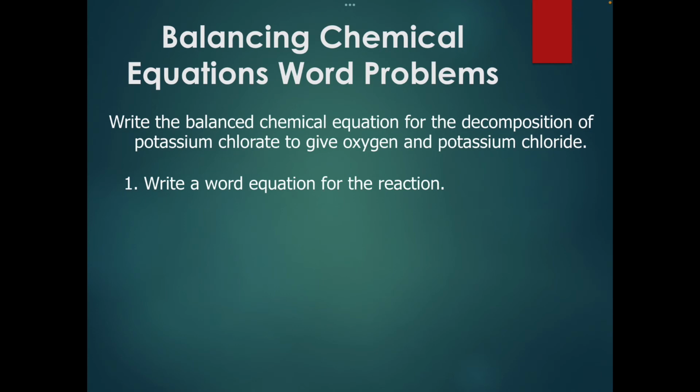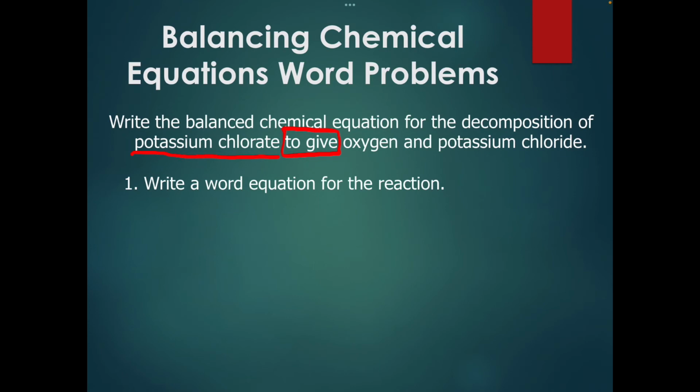to give oxygen and potassium chloride. So again, our first step is to pick this apart and figure out what's actually happening. Potassium chlorate is decomposing. Usually if you see something is decomposing, that means it's sitting by itself and it's going to fall apart in the reaction. So potassium chlorate, to give, that's the same as saying to produce, to yield.